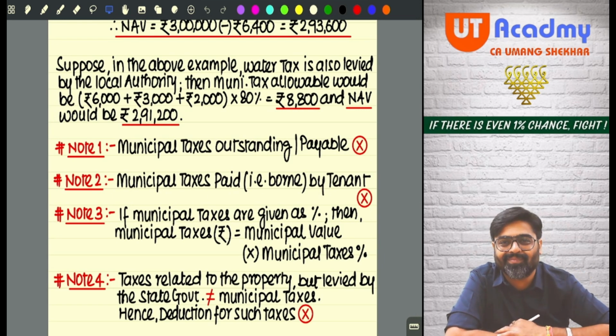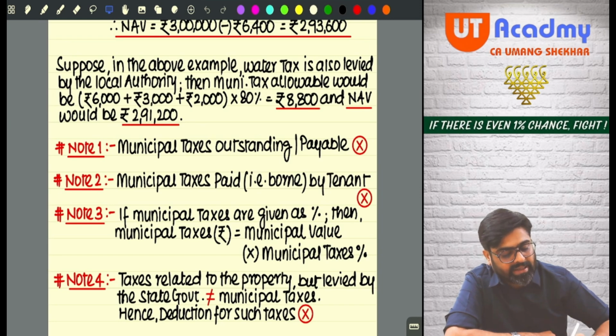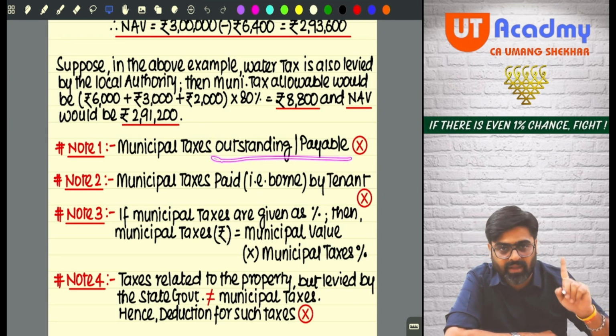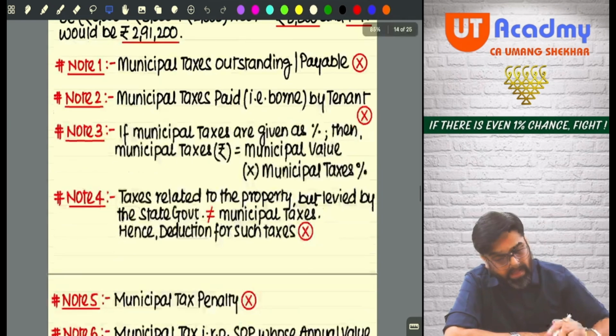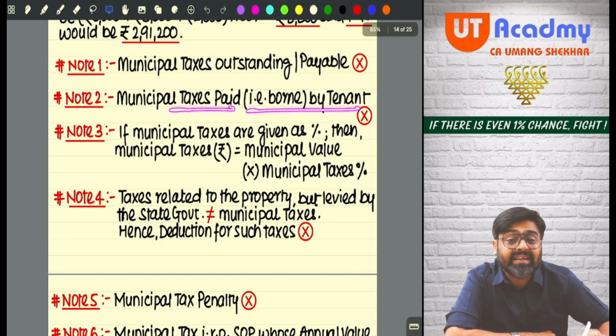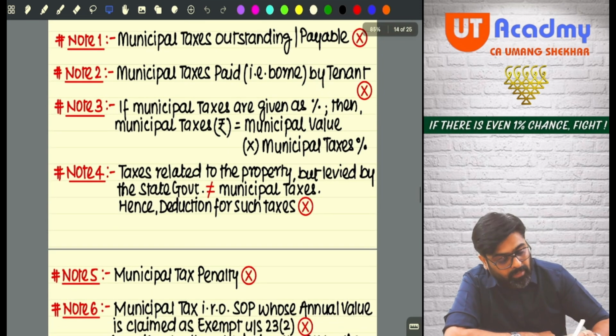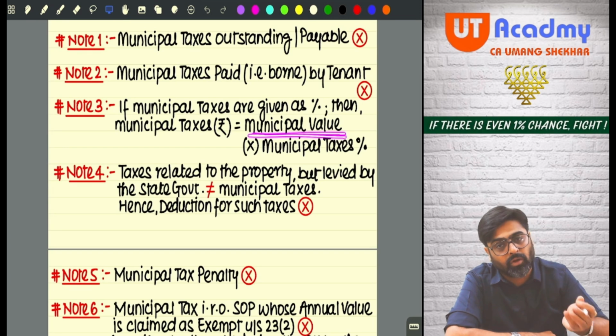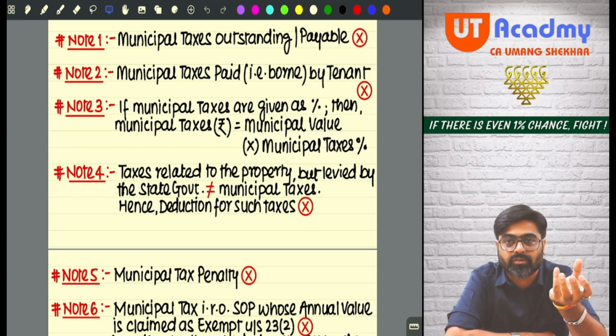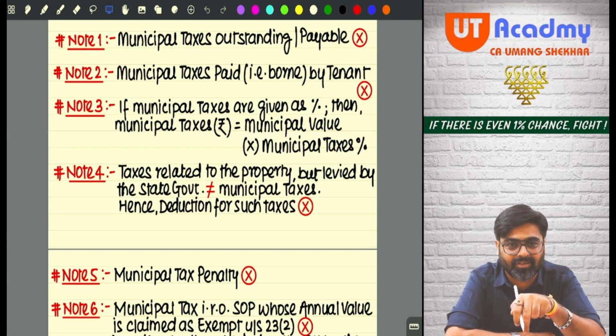Local authority. Understanding? Now any municipal taxes which are outstanding in this year or payable will never be allowed as a deduction. I have already told you. Any municipal taxes paid by the tenant will also not be allowed as a deduction. Please remember. And municipal tax is given as a percentage. Apply that percentage on the amount of municipal value. You will get the amount of municipal tax. And that should be paid in this year by the owner. Only then it will be allowed.